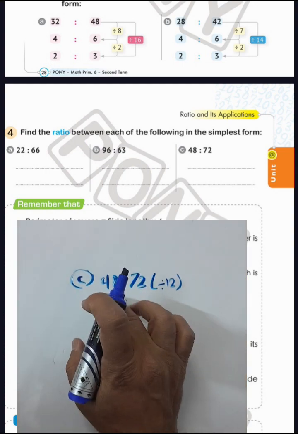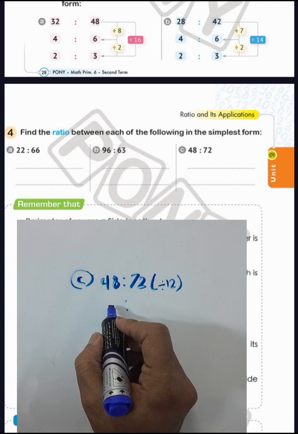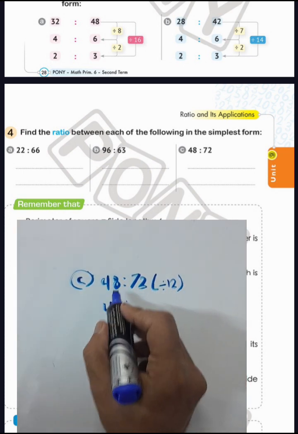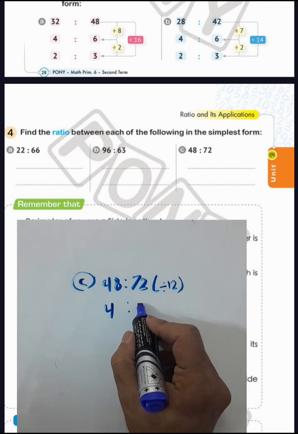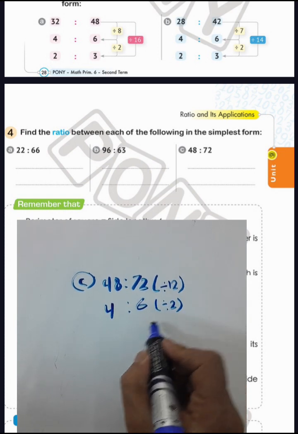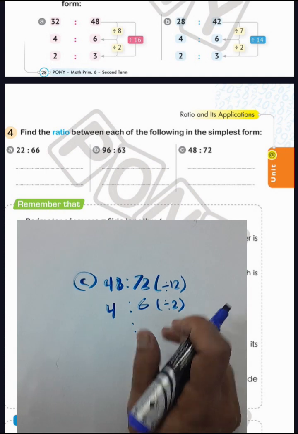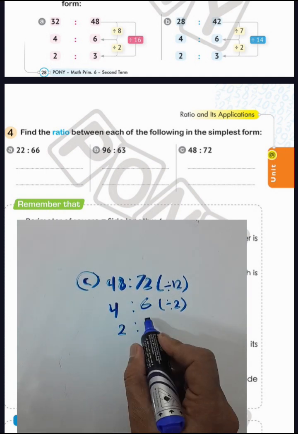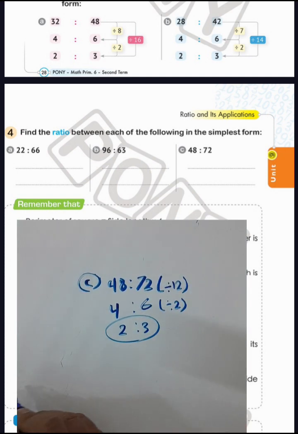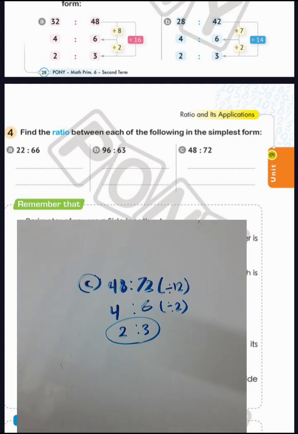48 divided by 12 is 4 because 4 times 12 equals 48, and 72 divided by 12 equals 6. Then you can divide by 2 again because 4 and 6 are even numbers, and any even numbers can be divided by 2. 4 divided by 2 equals 2, and 6 divided by 2 equals 3. Then the ratio here will be 2 to 3.